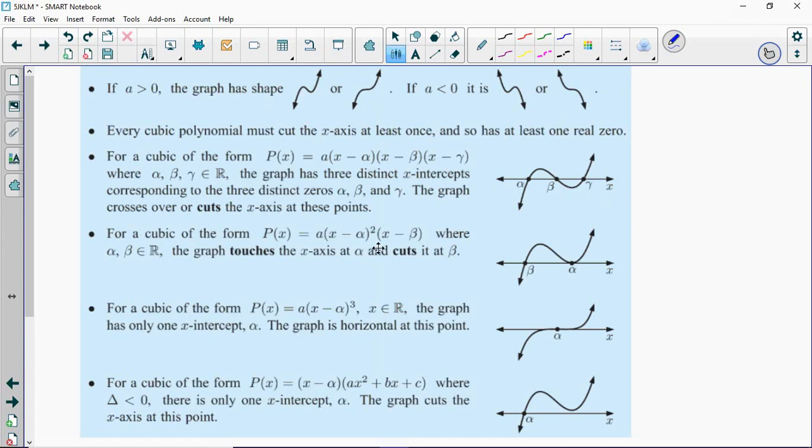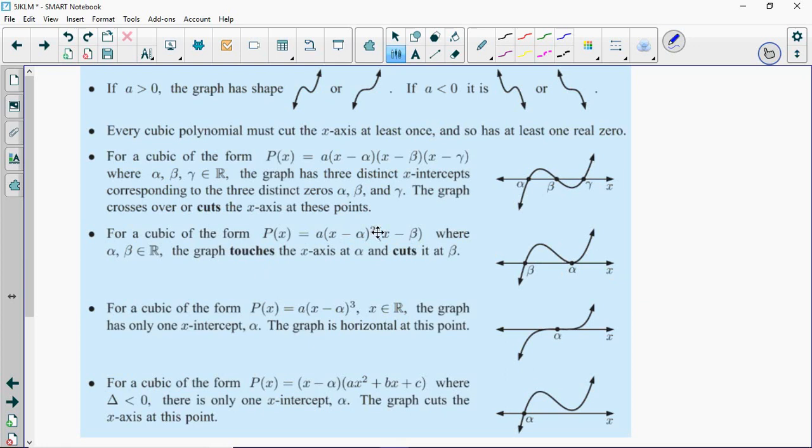If we can factor it into a repeated linear factor and then a single one, then that single linear factor will correspond to a root where we cut the axis, and the repeated one is going to correspond to a root where the graph kind of bounces off the axis, or they say it touches the axis. We don't really use this terminology, at least in this textbook series, but you may have heard that the x minus alpha factor has multiplicity 2.